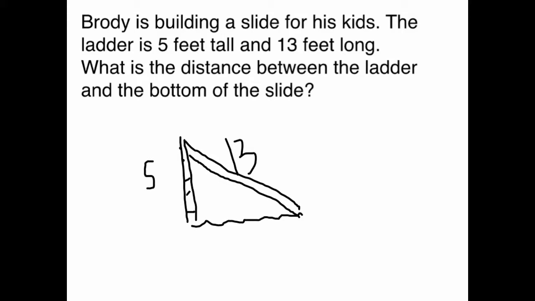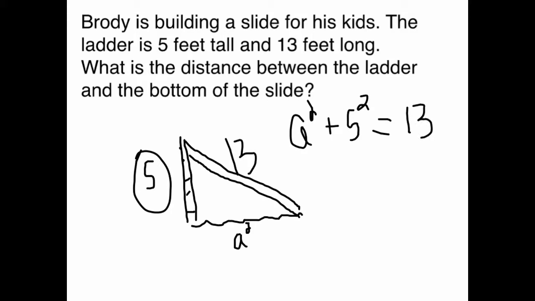So I'm trying to figure out what this component is. And since I don't know what that is, I can go ahead and give it a variable. Now, I'm going to plug in and use the Pythagorean theorem. So I have a squared, since I don't know what that is, plus b squared, which is 5 squared, equals 13 squared. I don't know what a is, so I'm just going to bring that down.